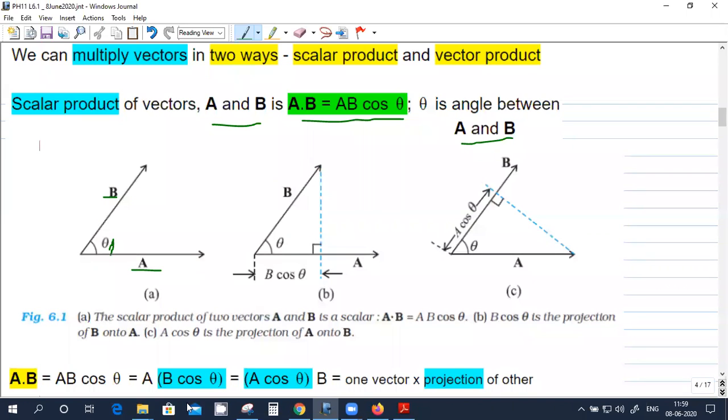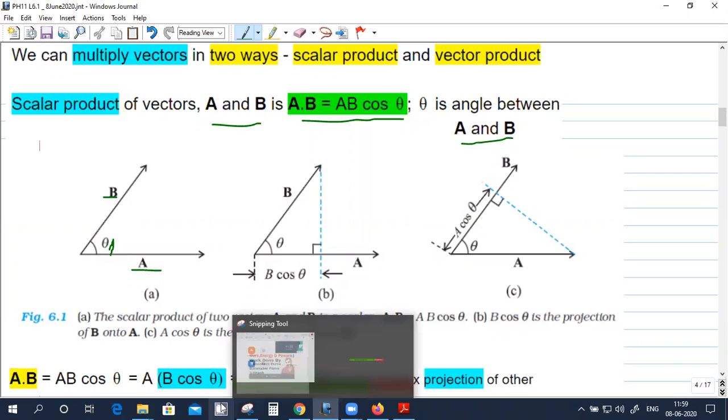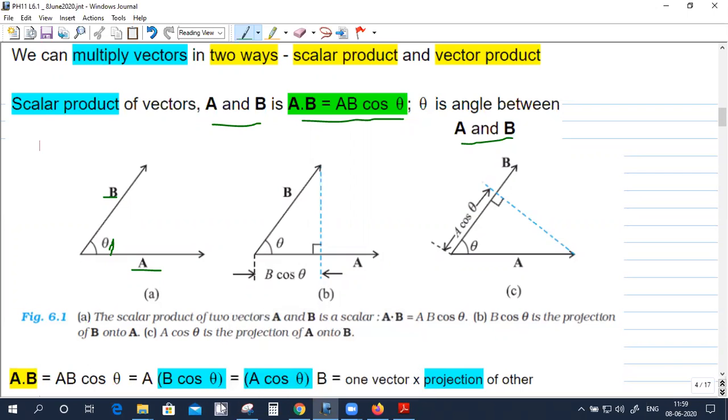So you can interpret this as A into B cos theta, or A cos theta into B. B cos theta you can understand like this: projection of B on A. So dot product is A vector into projection of B onto A. Or you can interpret it as A cos theta into B. So that will be projection of A vector into length of the B vector. Both will give the same answer.